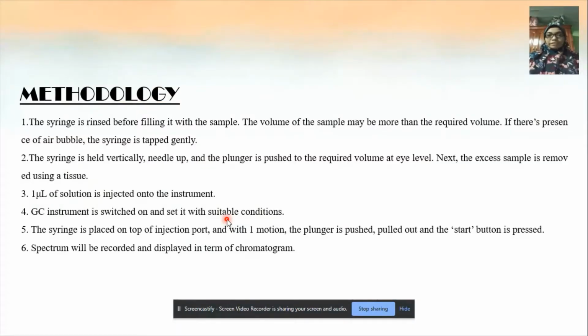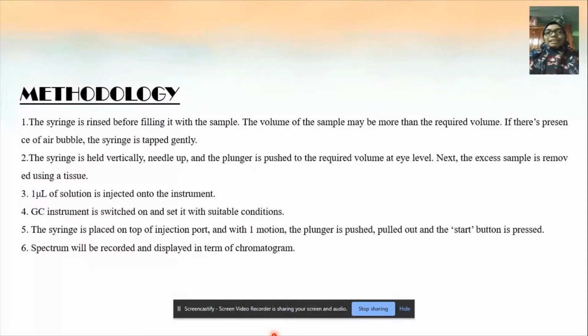The methodology of this experiment is, first, we need to rinse the syringe that we use before filling it with the sample. It is very important to avoid any chemical that can be present on the surface of the syringe, and the volume of the sample may be more than the required volume. You also need to tap the syringe gently if there is any air bubble. We need to hold the syringe vertically, needle up, and the plunger is pushed to the required volume at eye level because the detection is so sensitive.